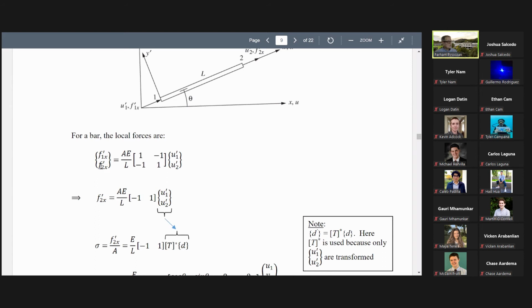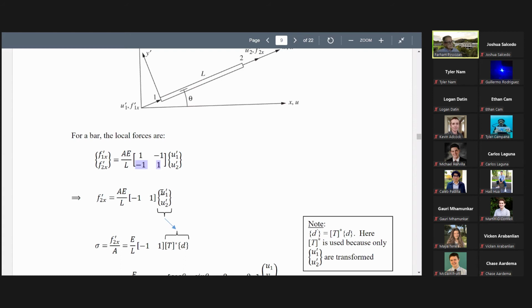So F2x prime here is AE over L. Just take this row out. So this is AE over L, negative 1, 1, times the displacement. But as you see here, this F2x prime divided by area, if you bring this area down here, sigma is F2x prime divided by area, E over L. But there is one problem here.